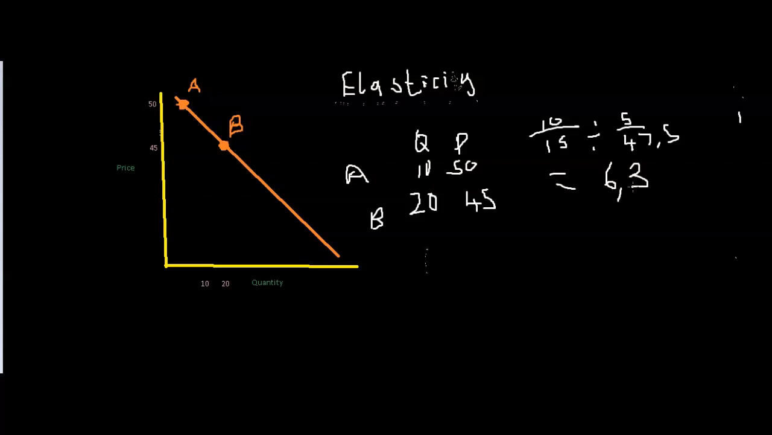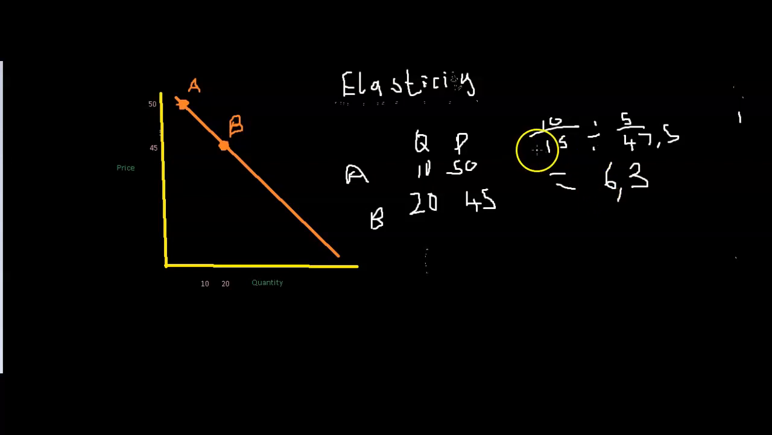Now to interpret this, 6.3 is what type of elasticity? I told you there are 3 types: inelastic, unit elastic, and elastic. So any answer you get that is less than 1 is inelastic. When it's 1, it's unit elastic, and when it's greater than 1 it's elastic. So what would this be? This will be elastic, okay, because it's greater than 1.